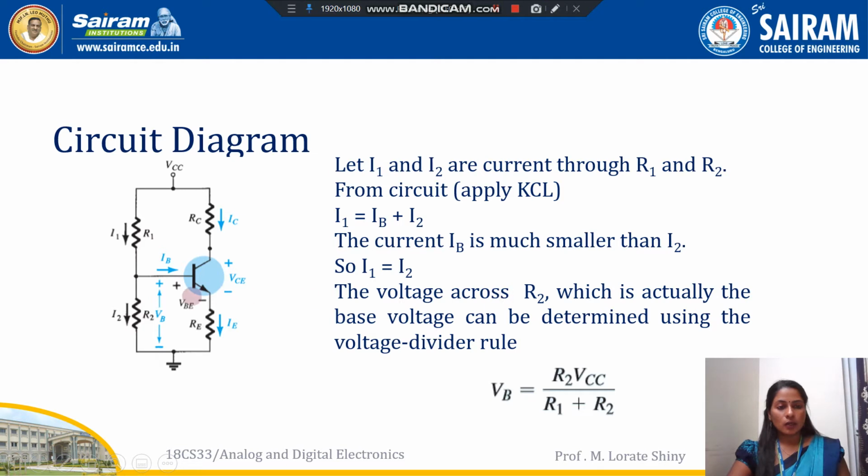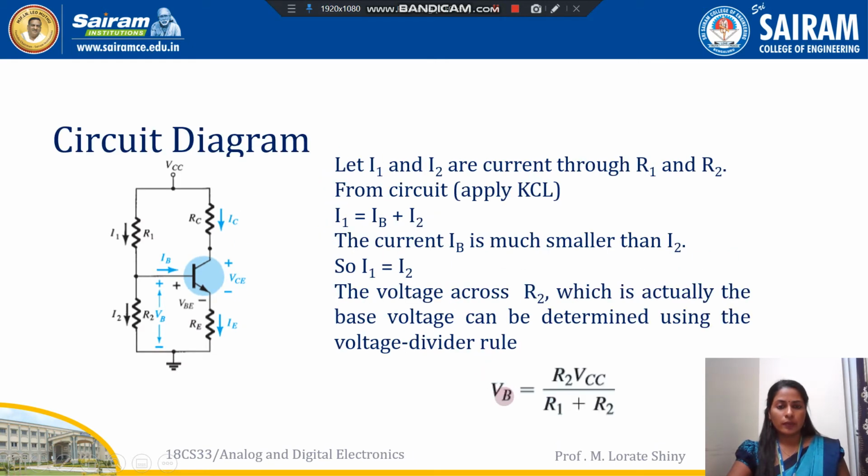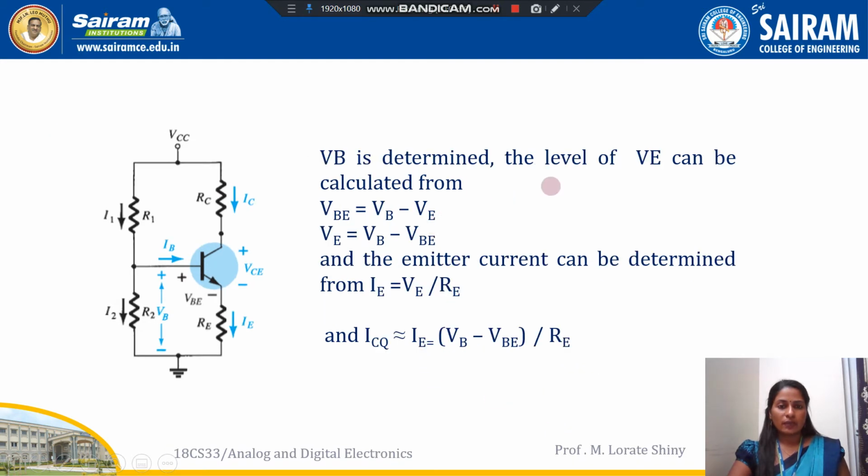Now the voltage across R2, which is the actual base voltage, can be determined using the voltage divider rule. The voltage across R2 is nothing but VB. VB is equal to R2 into VCC by R1 plus R2. Now we can find VE.